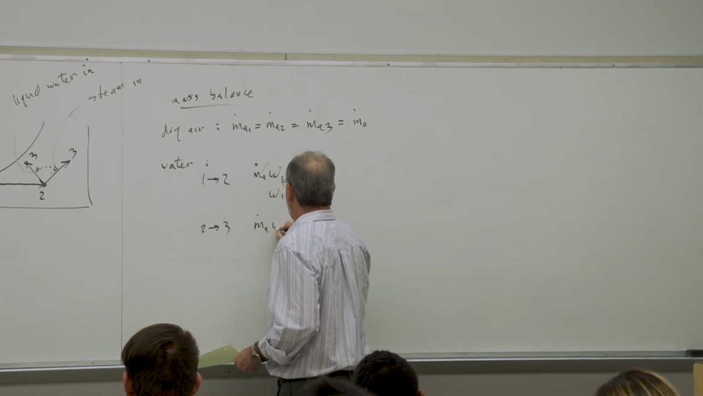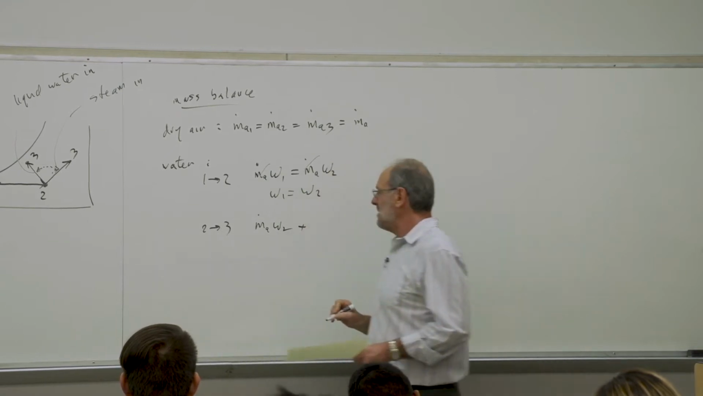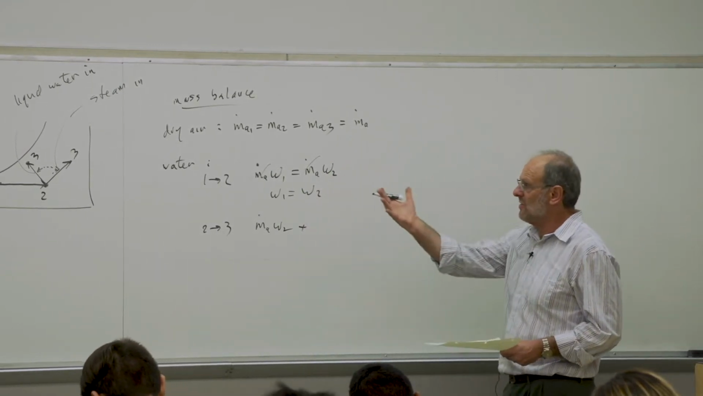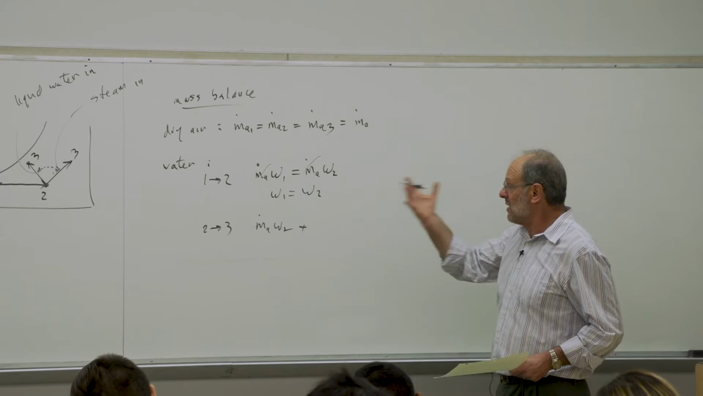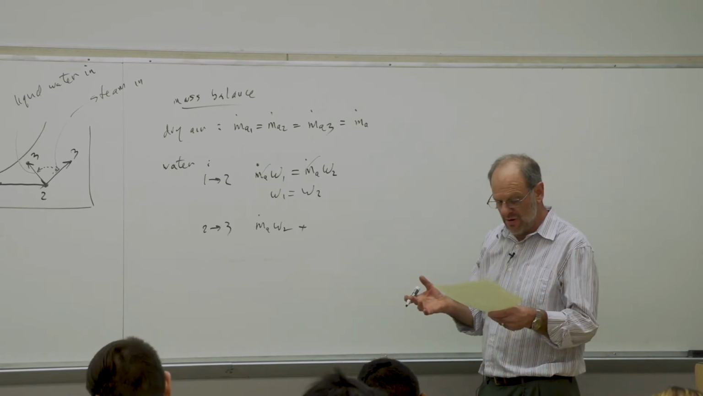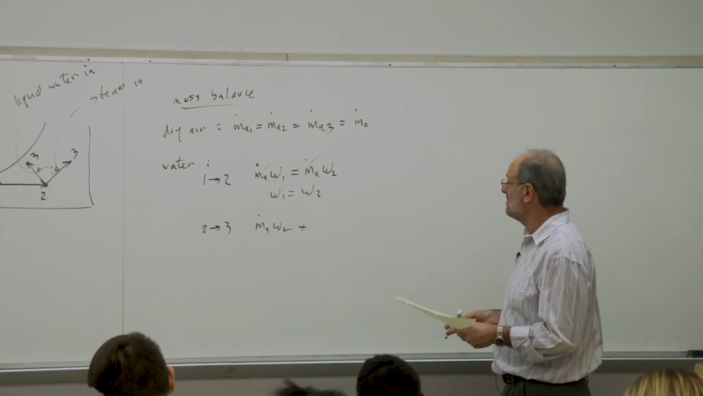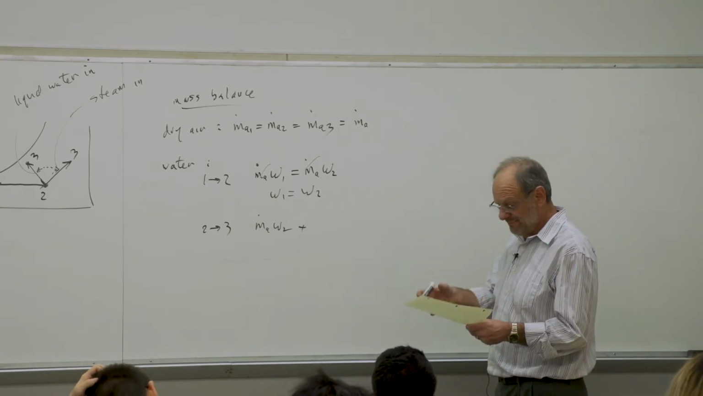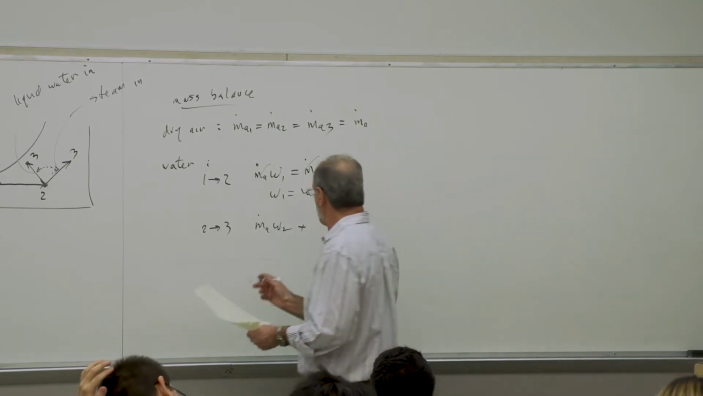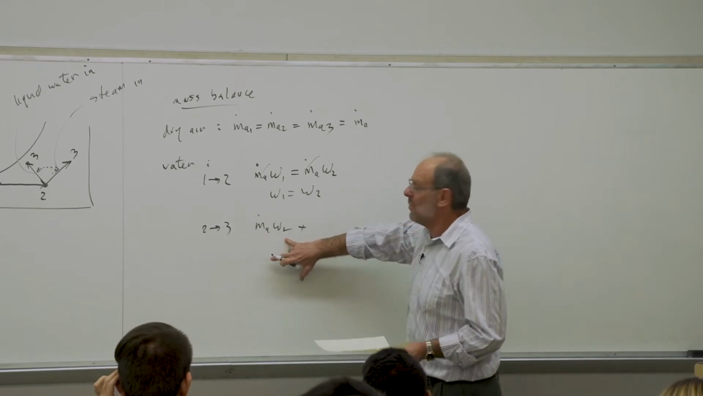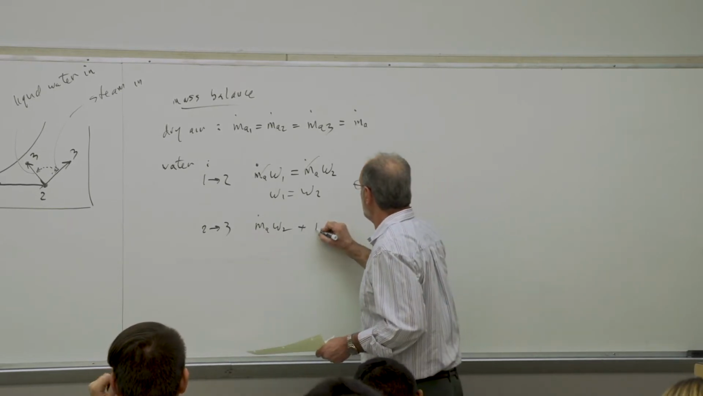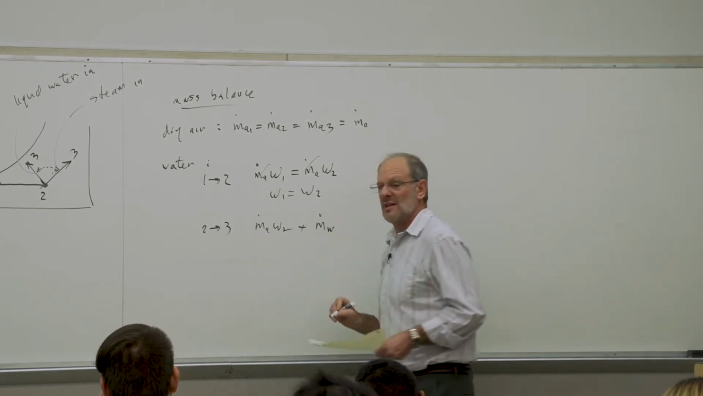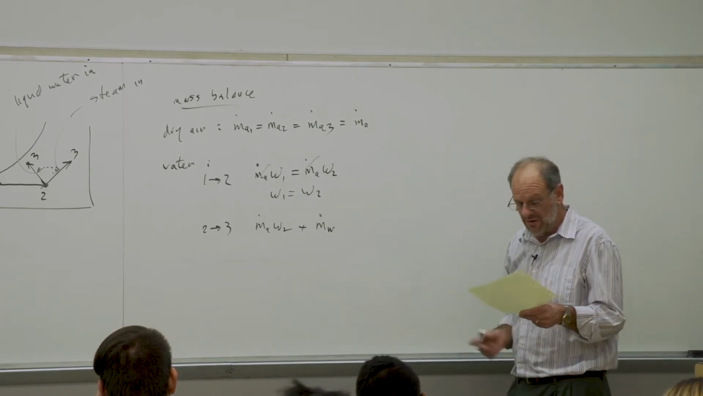We have m dot A omega 2. That's the water vapor that comes with the air moving at 2. But then we're adding water, right? And this water is going to have a certain amount of mass associated with it. So here's the water coming in with the air, the mass coming in as water. I'll just call it m dot W, W for water.